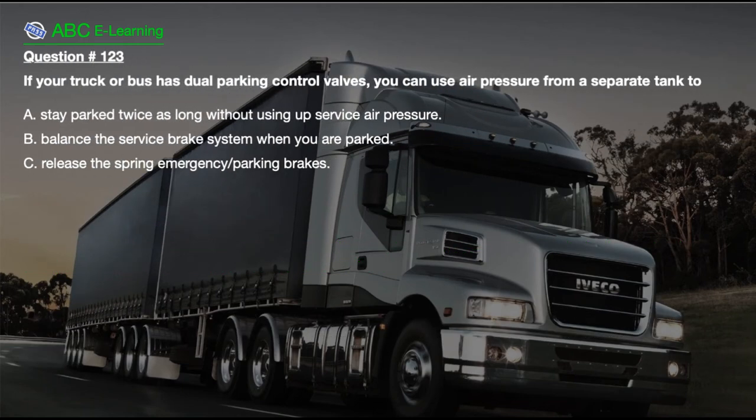Question number 123. If your truck or bus has dual parking control valves, you can use air pressure from a separate tank to A. Stay parked twice as long without using up service air pressure. B. Balance the service brake system when you are parked. C. Release the spring emergency parking brakes.